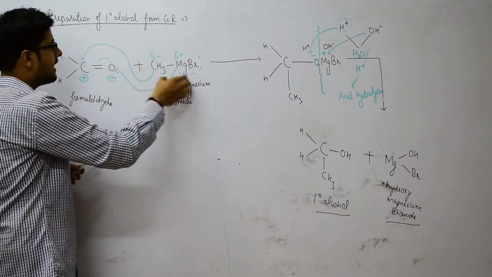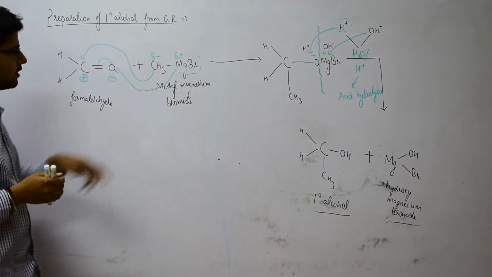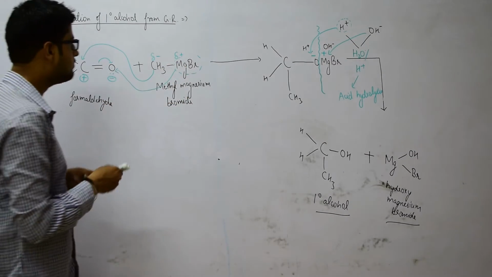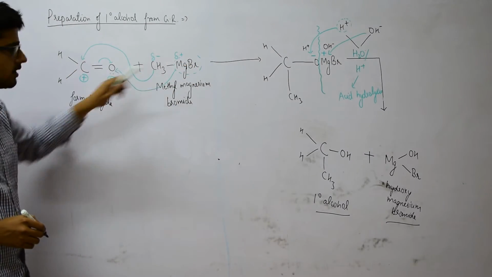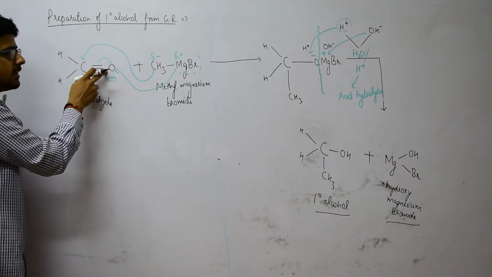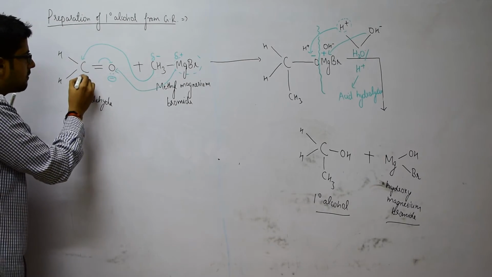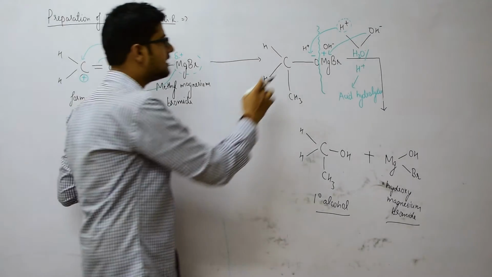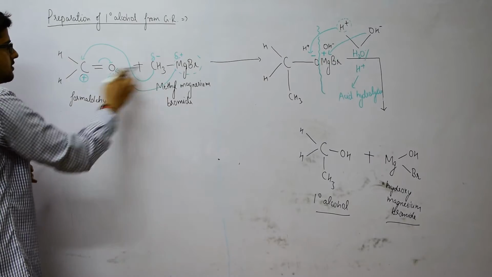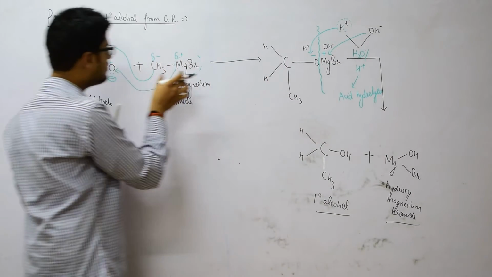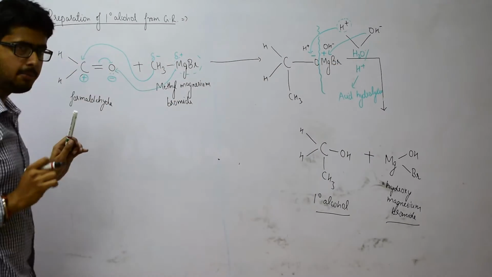So when we treat this formaldehyde molecule with methyl magnesium bromide, the MgBr part has a slight positive charge and the CH3 group has a slight negative charge. The positive part will attack the negative center oxygen and this CH3 will attack the positively charged carbon atom, and the compound will be formed as carbon, hydrogen, hydrogen, with the CH3 attached to this carbon atom and OMgBr formed because MgBr will attack this oxygen atom.